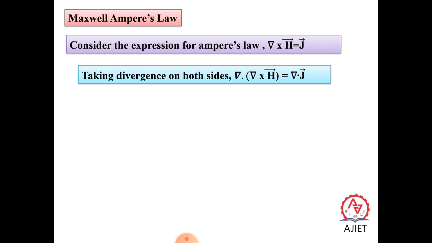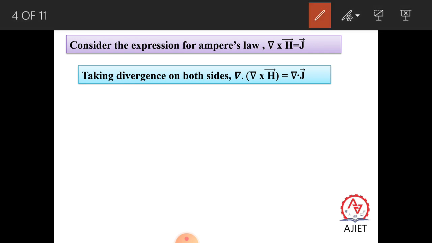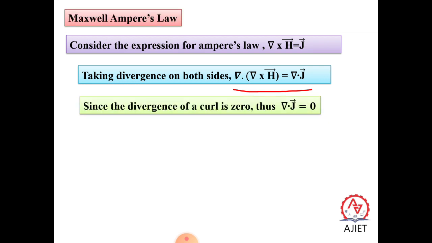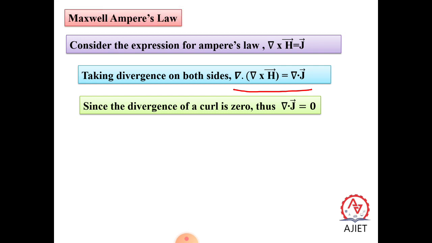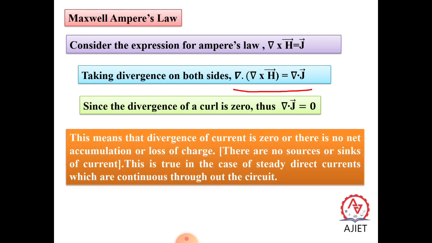Let us apply divergence on both sides. So here we are applying divergence: del dot (del cross H) is equal to del dot J. Since the divergence of a curl is 0, the left side is 0. So as a result, the equation can be written as del dot J is equal to 0.